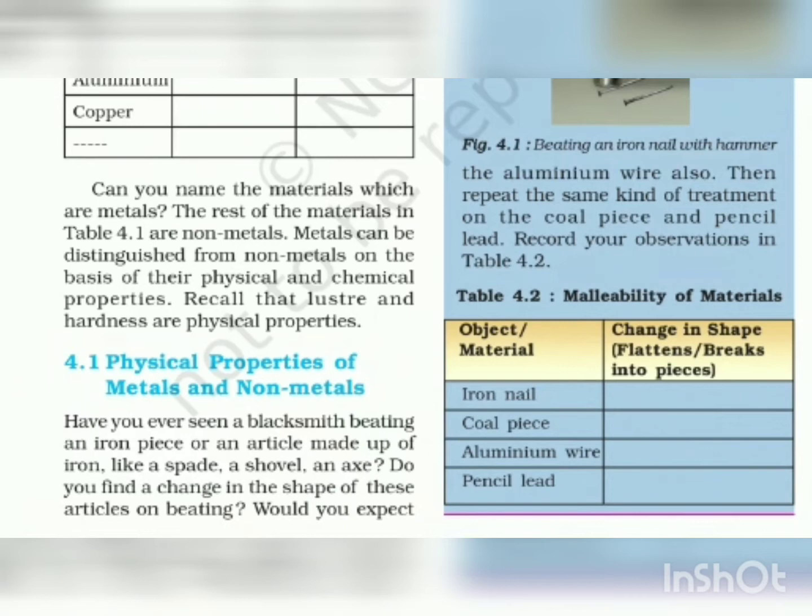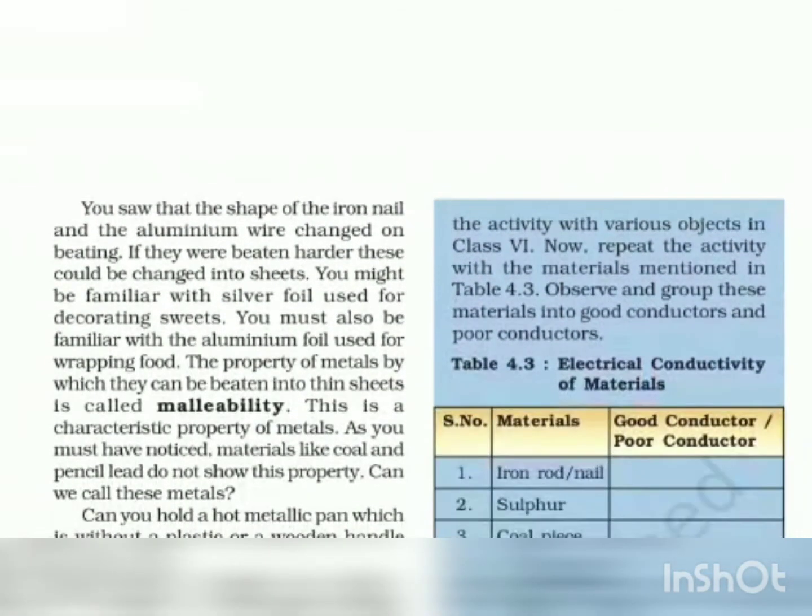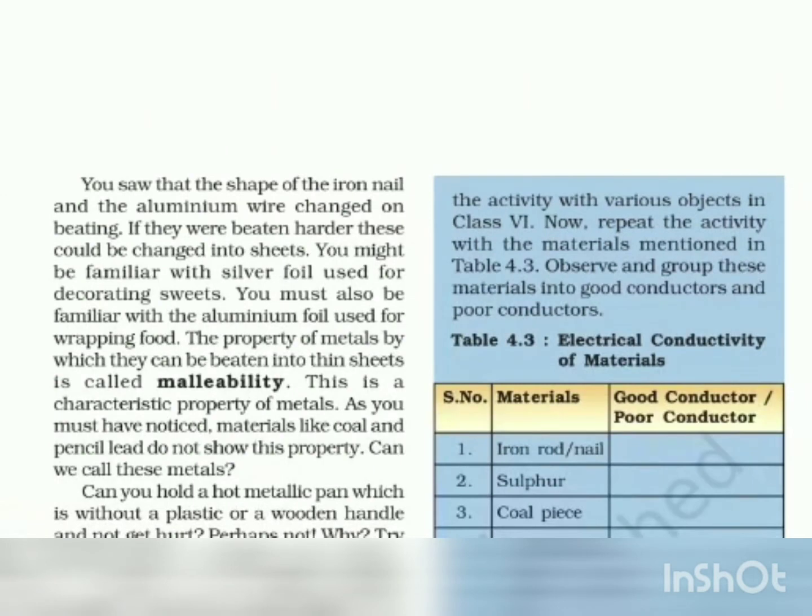When you hit the aluminum wire hard, what is happening? Again the shape changes and it becomes flattened. Now comes the pencil lead. If you beat it with the hammer, it also breaks into pieces. So you saw that the shape of the iron nail and the aluminum wire changed on beating. After beating, they have changed into a flat shape. If they are beaten harder, they could be changed into sheets.